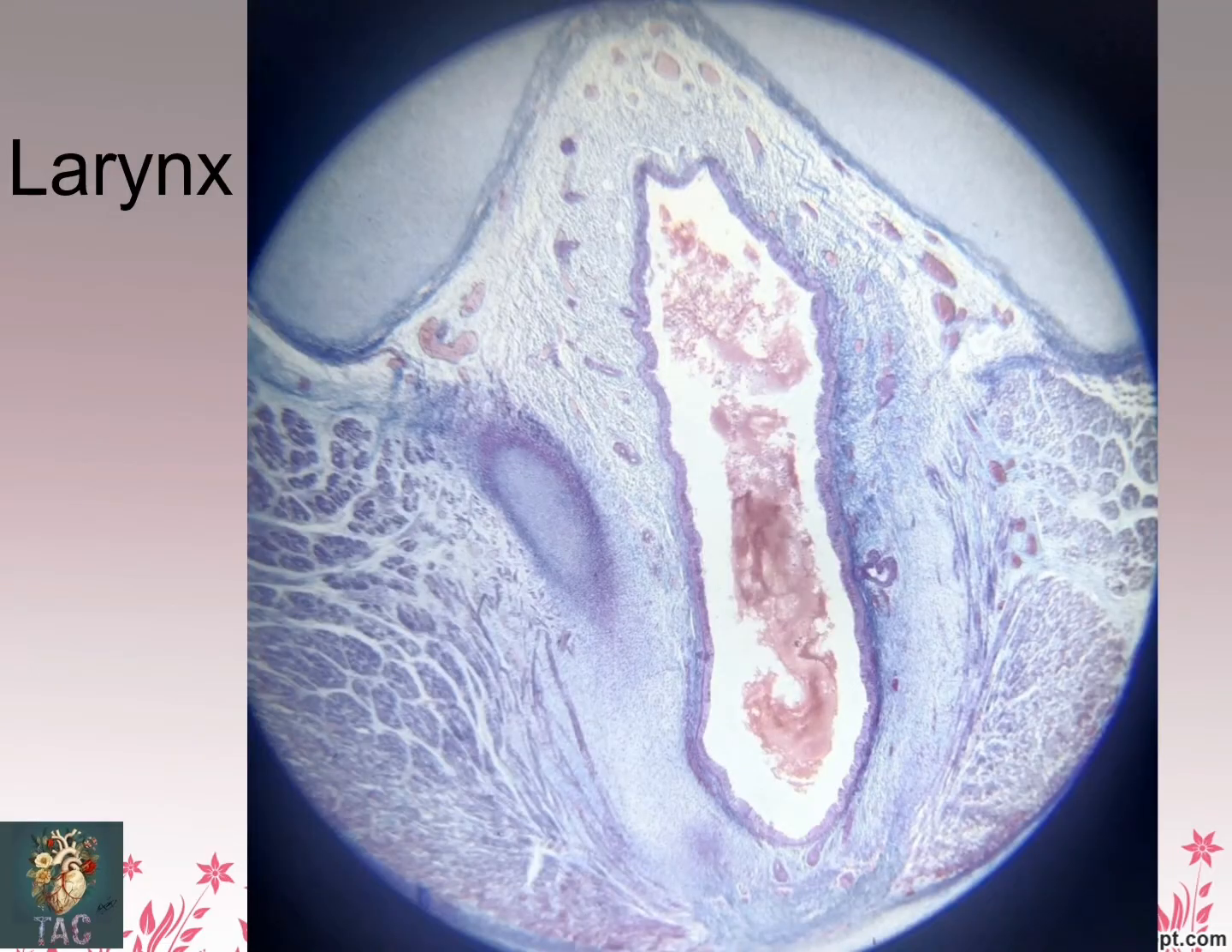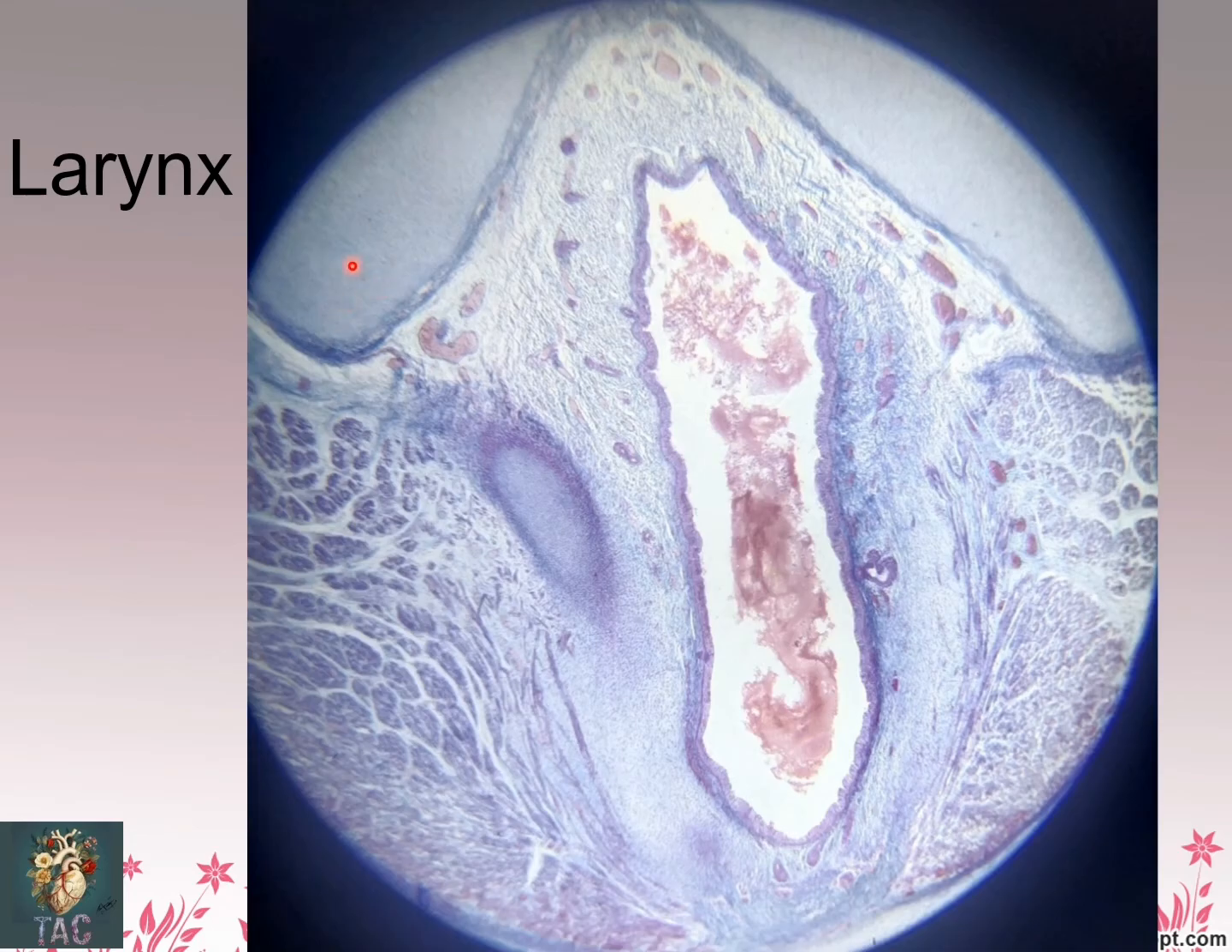This is the slide of the larynx, a beautiful slide from your histology lab, and here you can see first mucosa, and this mucosa is formed by the pseudostratified columnar ciliated epithelium. Beneath mucosa there is the submucosa which contains the mucus type of glands with their ducts, and outer to this is one piece of the cartilage and this is another piece of the cartilage.